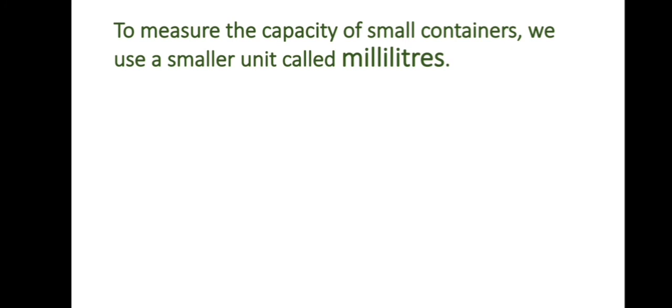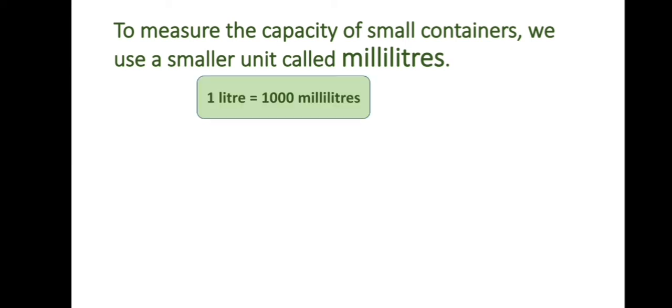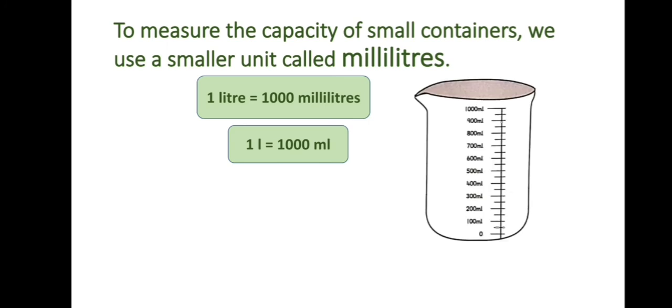To measure the capacity of small containers, we use a smaller unit that is called milliliters. And 1 liter is equal to 1000 milliliters. Look at this container. It is about 1000 milliliters. It means 1 liter.